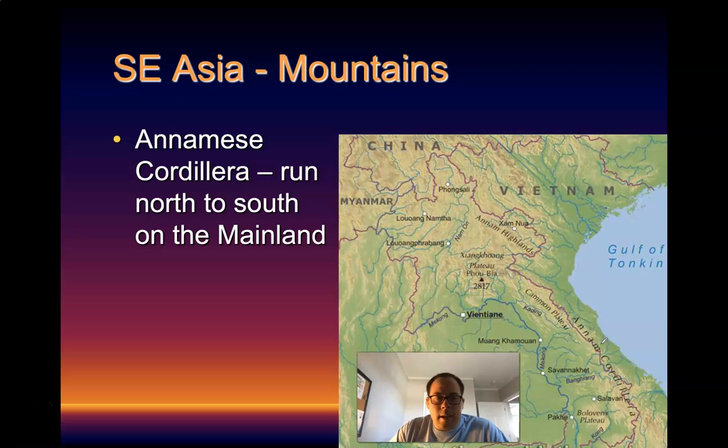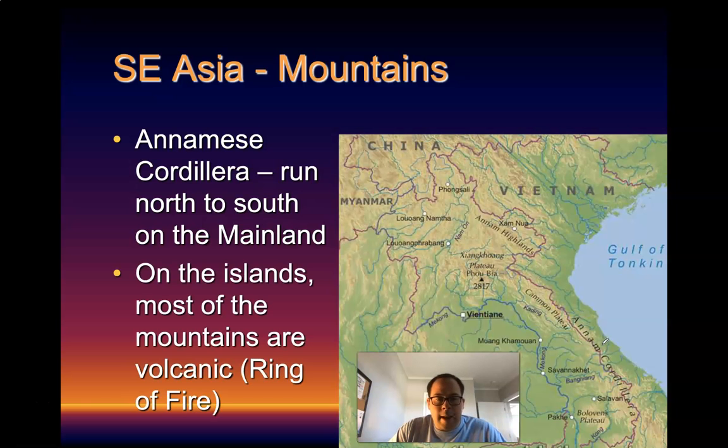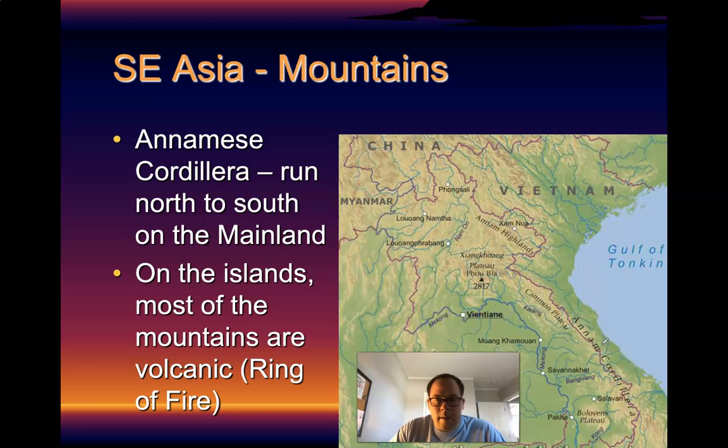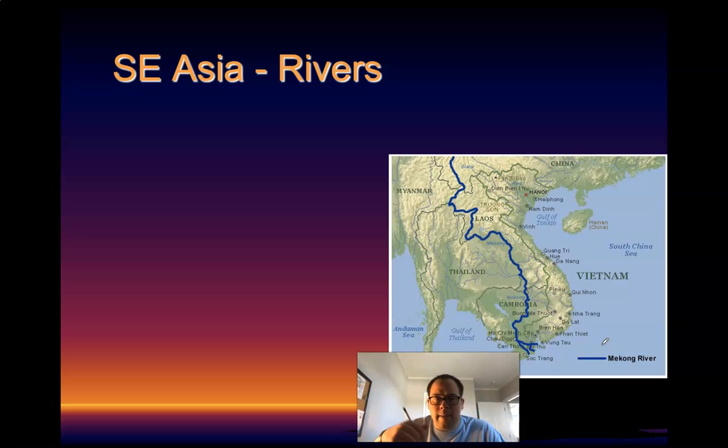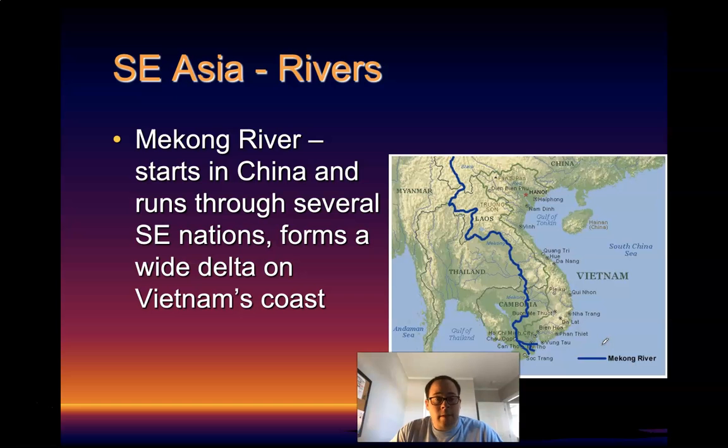The Annamese Cordillera runs north to south on the mainland. On the islands, most of the mountains are part of the volcanic Ring of Fire, which is the part of the world that runs through the Pacific that has lots of volcanoes. There are lots of rivers throughout the region as well. The Mekong River starts in China and runs through several Southeast nations. It forms a wide delta here on the Vietnam's coast.